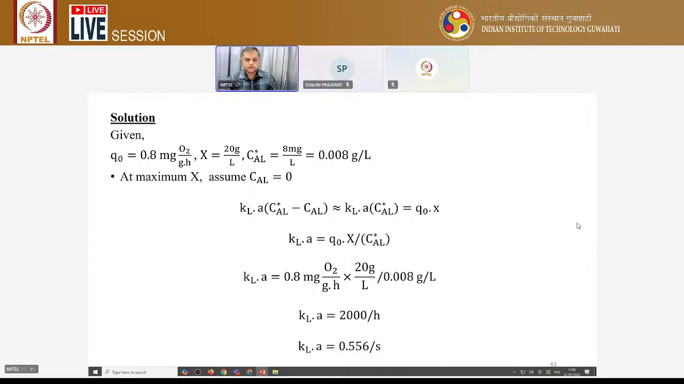So again, this is a straightforward question. KLa equals Q naught X upon CL star, the similar equation which we used earlier. If you put CL as 0, then X is replaced by X max. So you get the value of KLa as 0.556 per second.